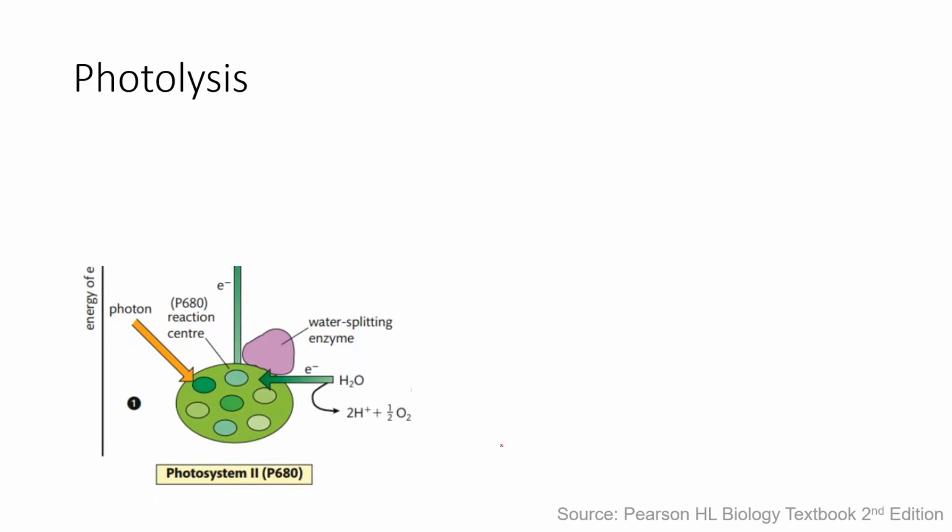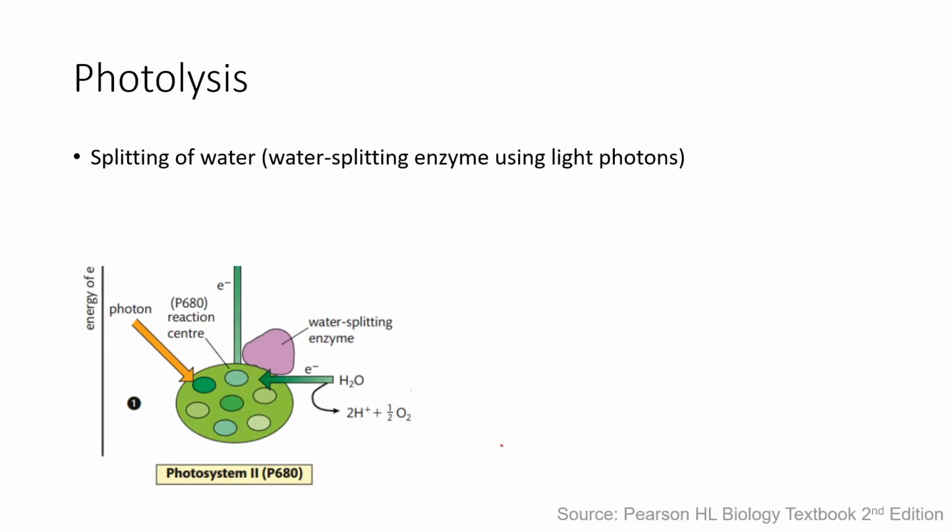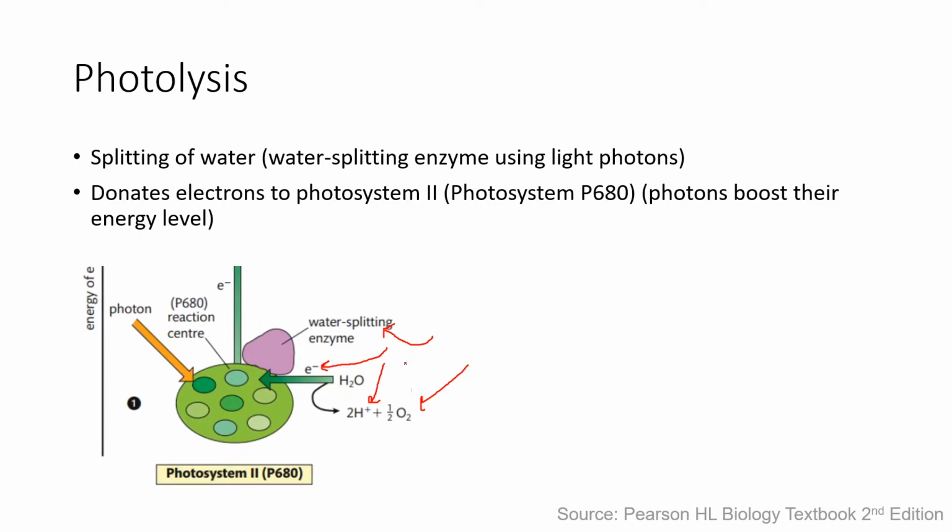So photolysis is the splitting of water using this water splitting enzyme to split water into 2 hydrogen ions and half an oxygen. Now, this process also produces electrons, which are donated to photosystem 2, which is the second part of the light-dependent reaction.